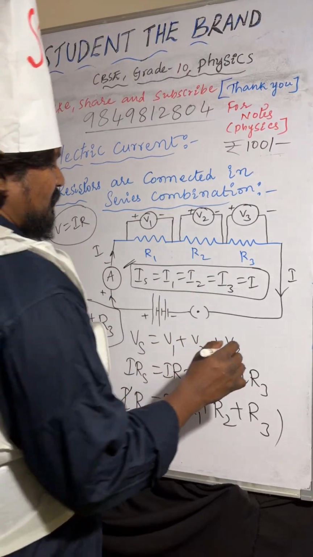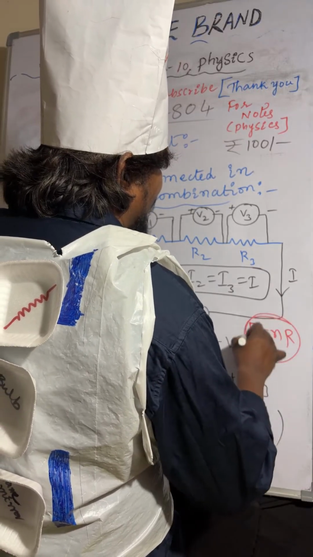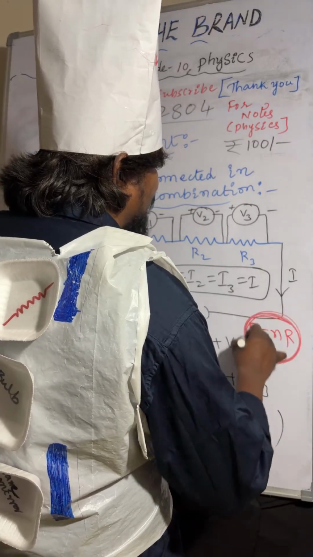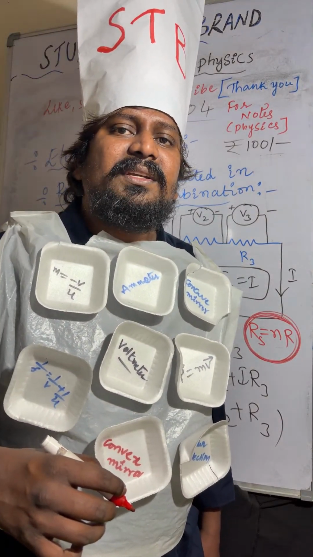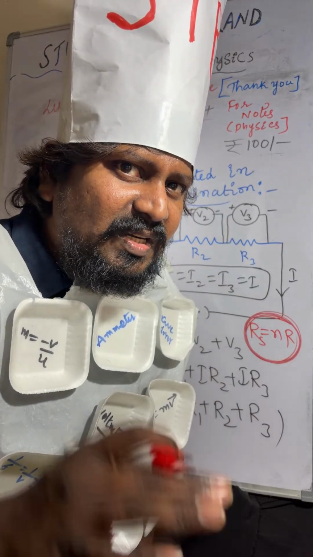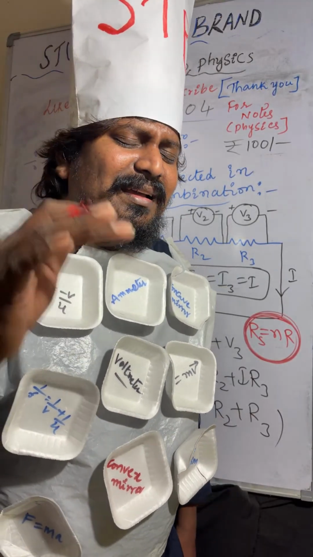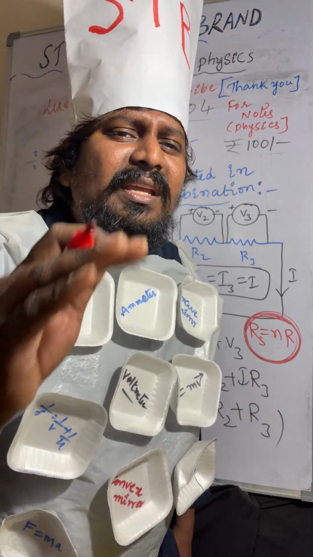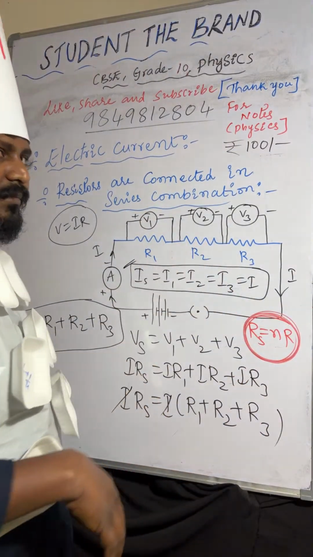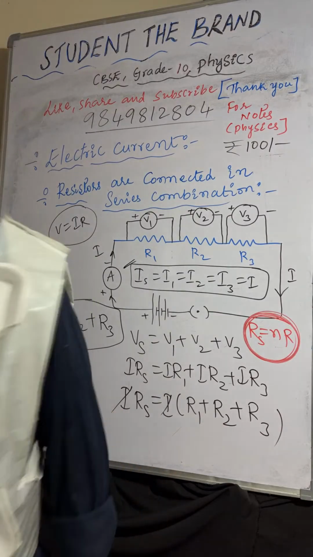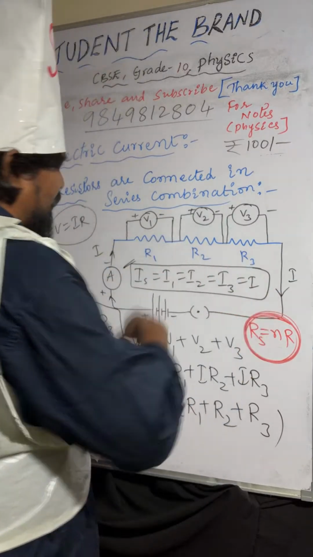If n number of resistors, each of resistance R, are connected in series combination, the formula is Rs equals nR. This is about resistors connected in series combination.